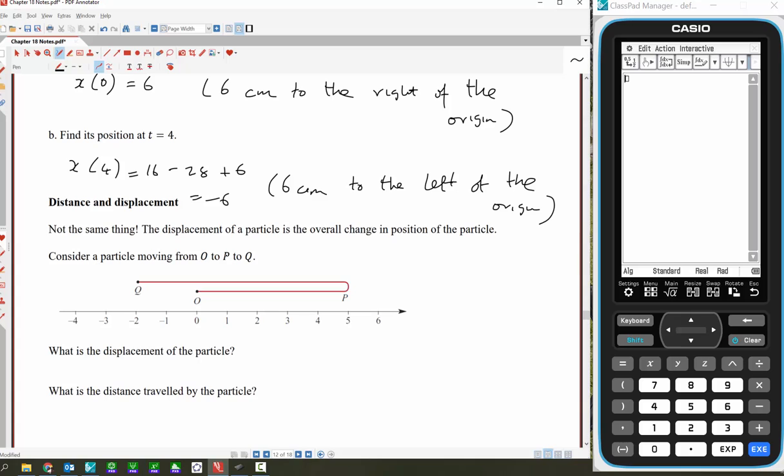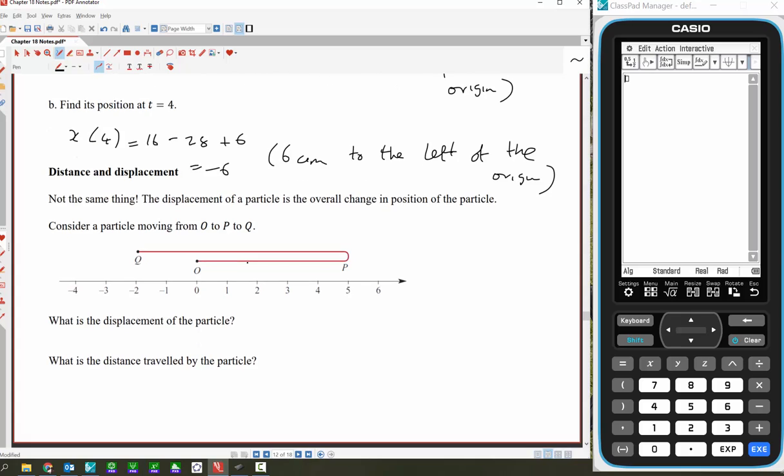All right, so what we've got here is some terminology. So we call this distance or displacement, and they're not the same thing. Okay, so the displacement of a particle is the overall change in position of the particle. So consider a particle moving from the origin to point P and then to Q. So basically it started at the origin, moved over to here, and then moved down here.